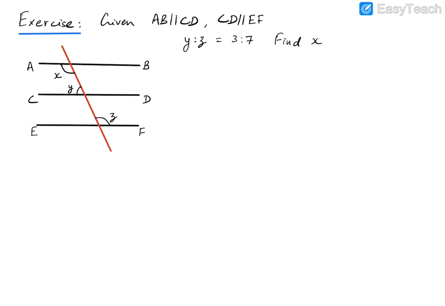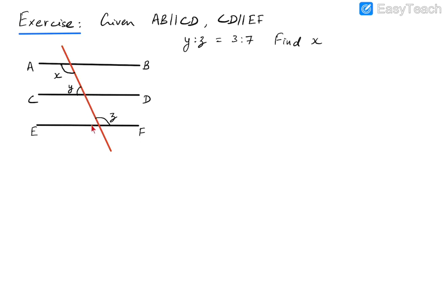So this is our second example here. Again, here we have three parallel lines, AB, CD and EF, and it is given to us that AB and CD are parallel to each other and CD and EF are also parallel to each other. That means all three lines are parallel with respect to each other. And we are given that the angle Y and angle Z have a ratio of 3:7. Based on this we are asked to find the value of the angle X here. So to find the value of Y, we have to mark the corresponding angle for Y in the bottom line.